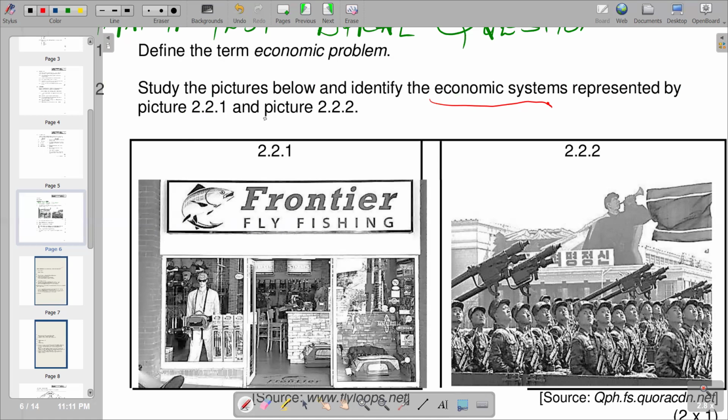Then we go to 2.2.2. We are seeing a picture of guns, and beneath that, a man on top, appearing above the others. So basically, this now represents a command economy. So on the first part, we have the free market economy, and on the second part, we've got the planned economy.